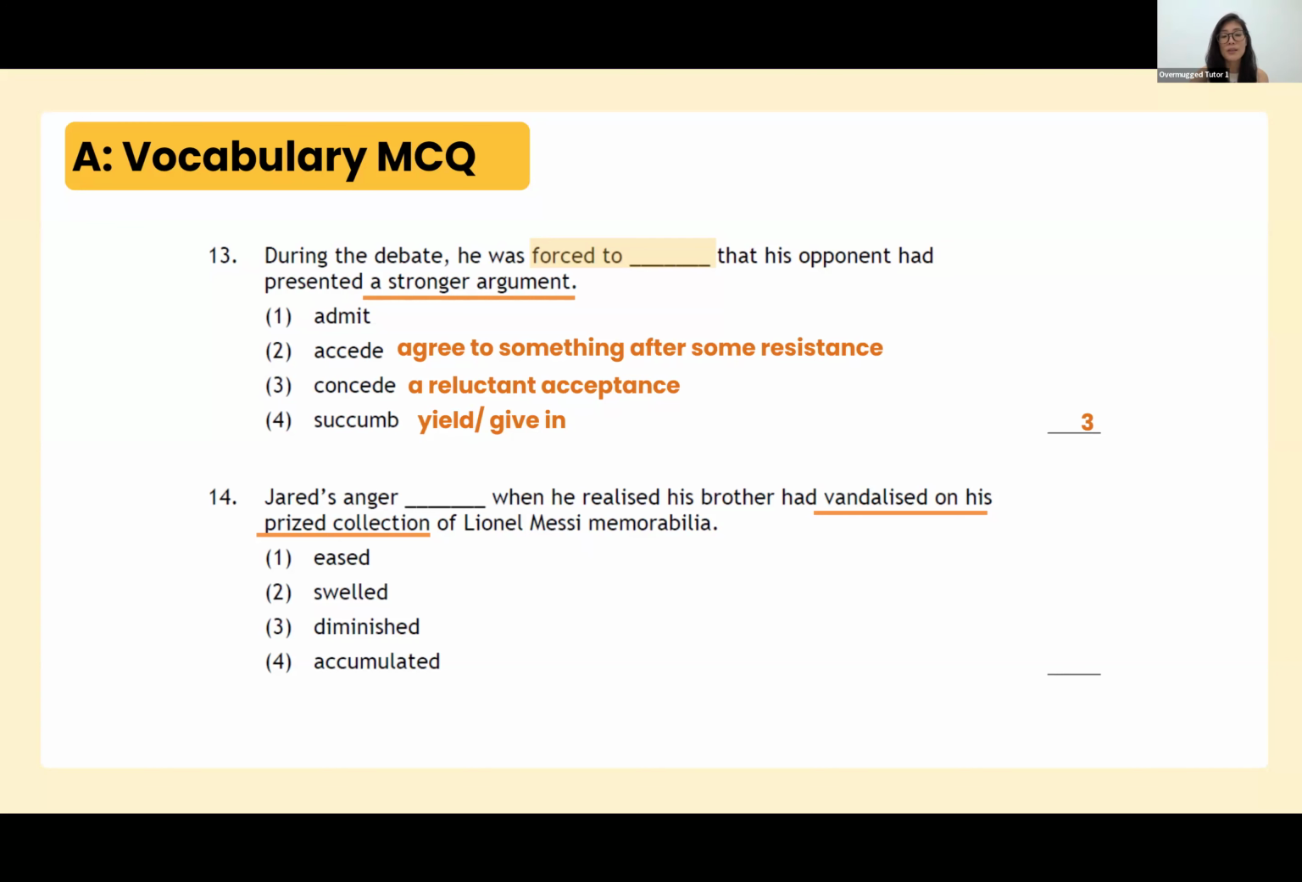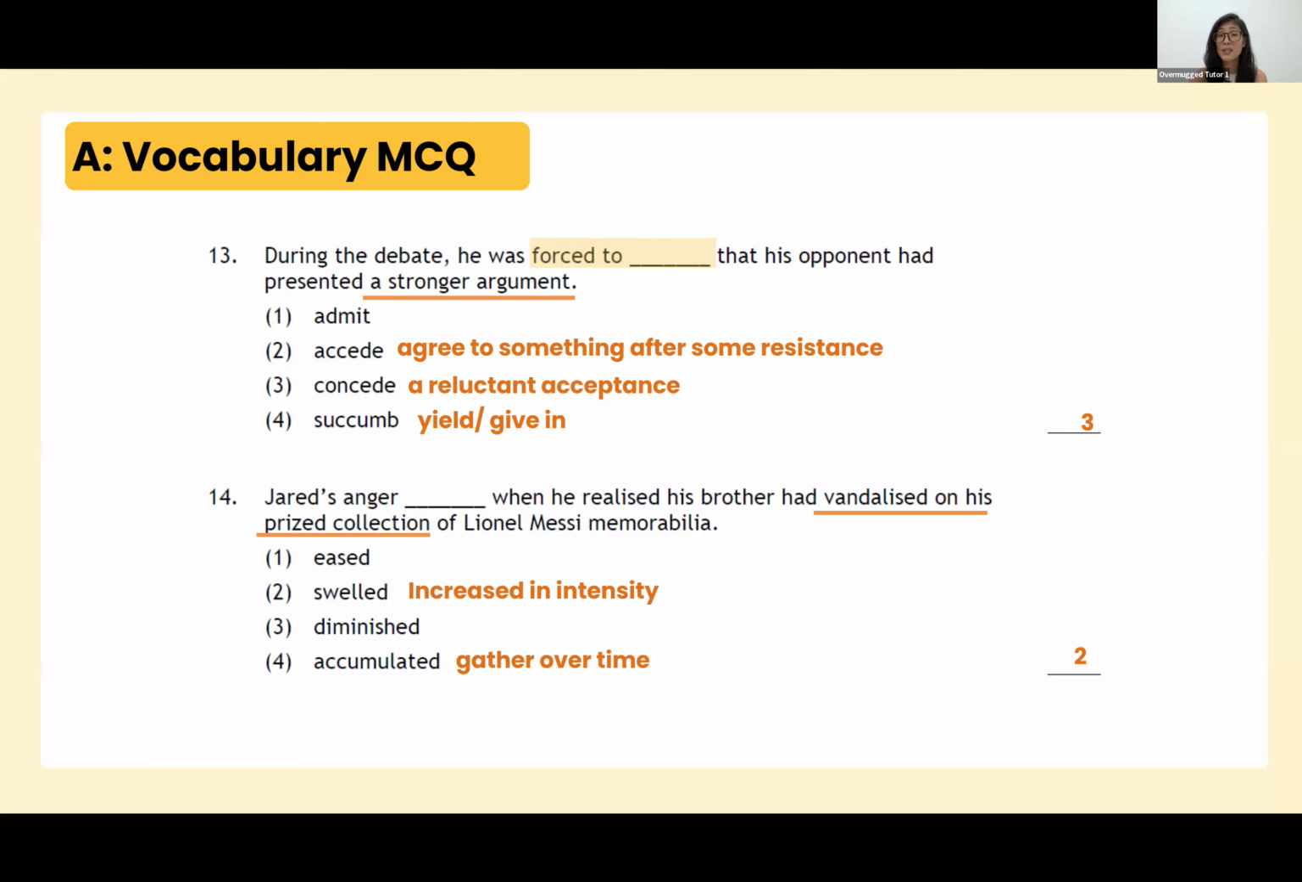So is it swelled, where it increased in intensity, or accumulated, where it gathered over time? Because the idea that we're trying to convey here is anger and emotion. Your emotion can swell. It cannot accumulate. Accumulate is probably better used for things that you can actually collect. Countable objects.